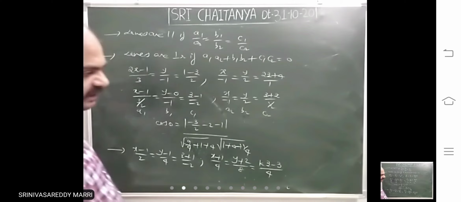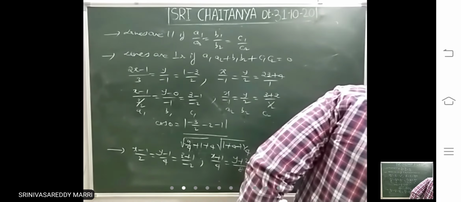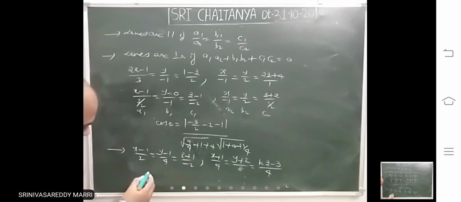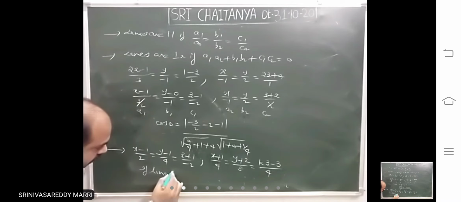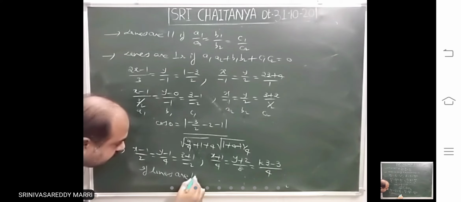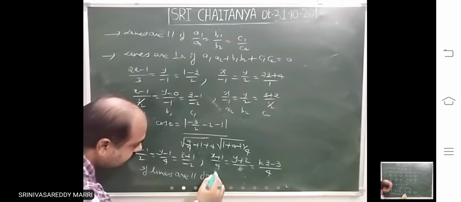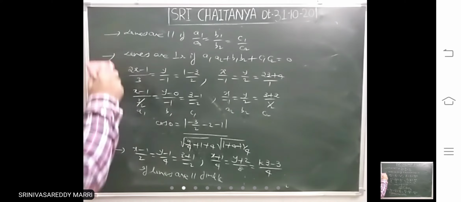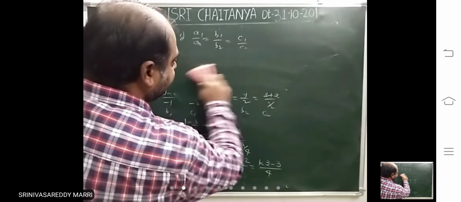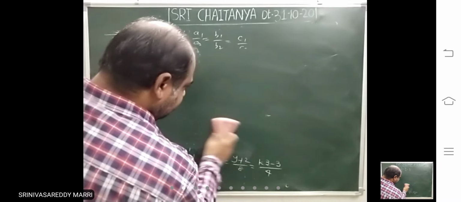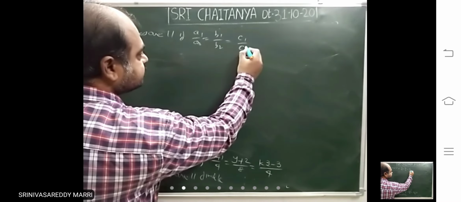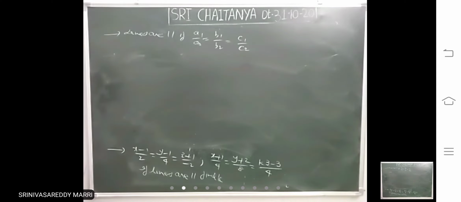Suppose lines are given like this. If the lines are parallel, find K. What is the condition for parallel? A1 by A2 equal to B1 by B2 equal to C1 by C2.